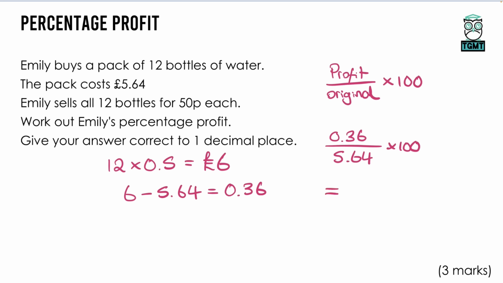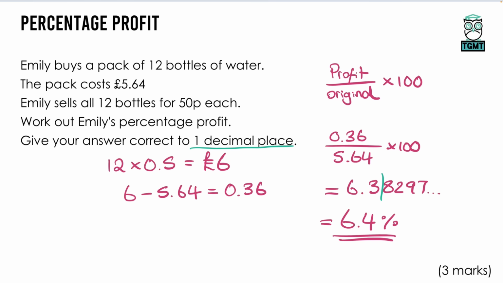And there we go, it comes out as 6.38297. There's a lot of decimals here, so I'm going to stop there because it does only want my answer to one decimal place. So I'll chop it after the 3, and that is 6.4%. And there we go.